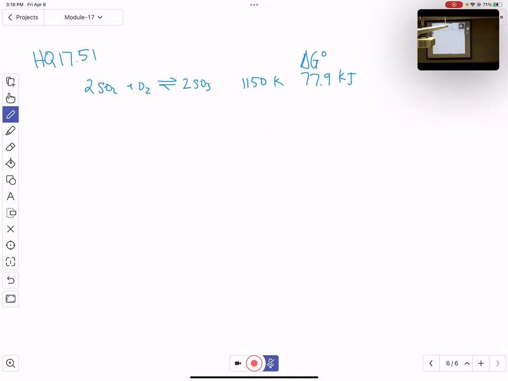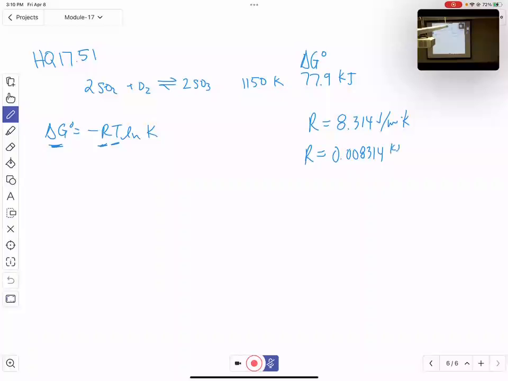So to figure that out, we're back to that same equation we used. Delta G standard equals negative RT ln of K. We know delta G standard, that is here. We know temperature, we know R, except we have to convert R into kilojoules. So 8.314 joules per mole Kelvin. To put R into kilojoules, 0.008314 kJ per mole Kelvin.